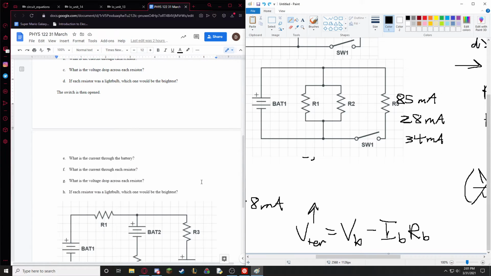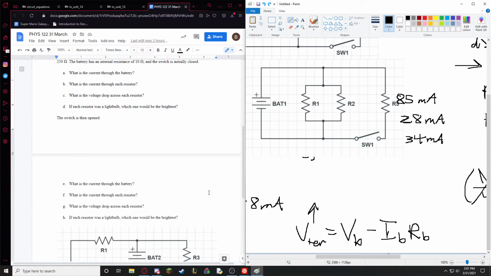And then same thing as before. If each resistor is a light bulb, which one would be the brightest? Once again, in this example, it would have to be R1. R1. Yep, because highest current. It's going to have a higher current than R2.